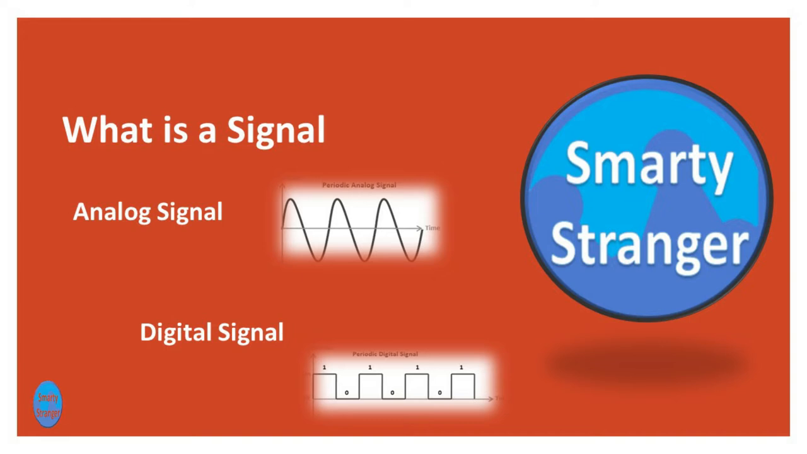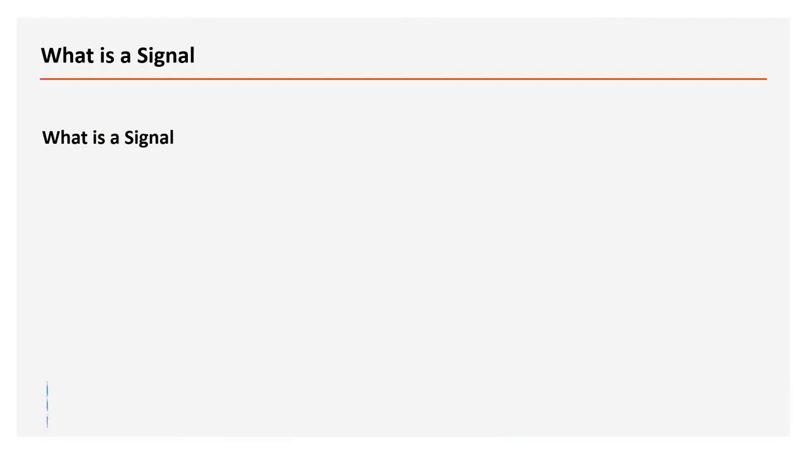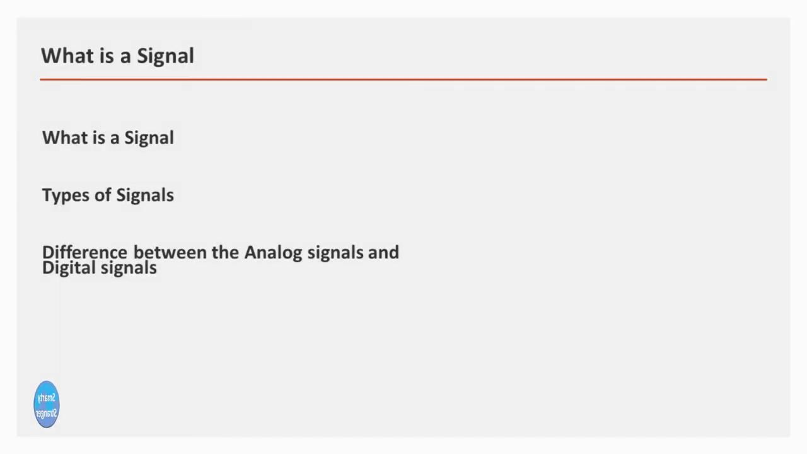In this video, we are going to be looking at what is a signal, types of signals, and the difference between analog signals and digital signals.